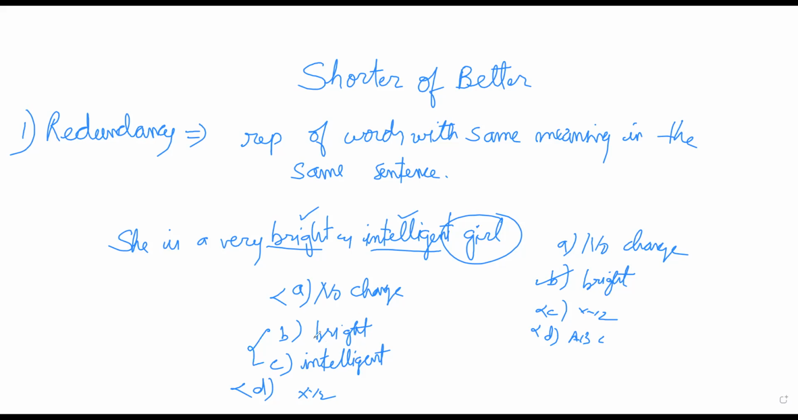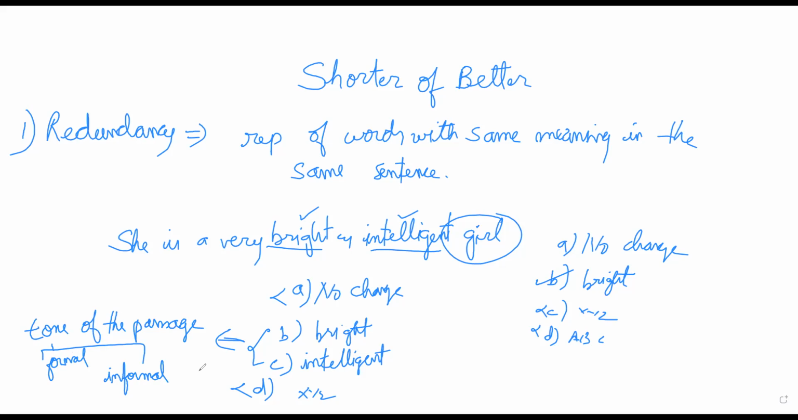Now, how do you choose between two words that have the same meaning? You just go by the tone of the passage. The tone is divided into two types: formal tone and informal tone. If the tone is formal, you would choose a formal word, and if the tone is informal, you would choose an informal word. Did you understand my point?